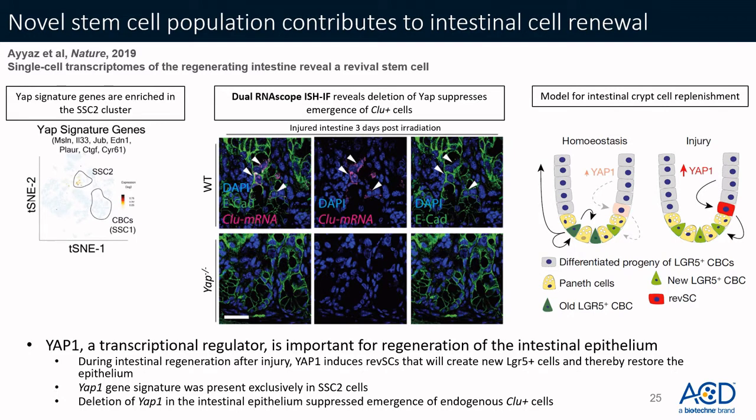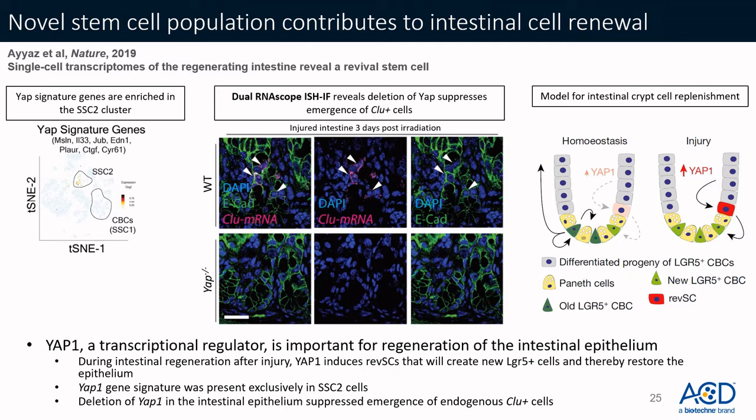Furthermore, the researchers identified YAP1, a transcriptional regulator that is important for regeneration of this intestinal epithelium. So during intestinal regeneration after injury, the YAP1 induced the revival stem cells that will create new Lgr5 positive cells and thereby restore the epithelium.